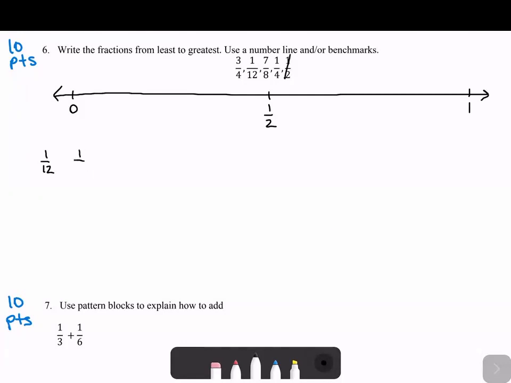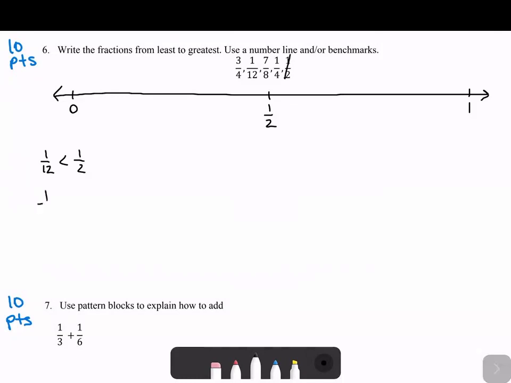So 1/12 compared to 1/2. We know that 12 is greater than 2. So if we take a whole and divide it into 12 parts, those parts will be smaller than if we have a whole and just divide it into 2 parts. So we're comparing a whole with 12 parts and a whole with 2 parts. Each of those pieces, 1/12 of the whole, is smaller than 1/2.